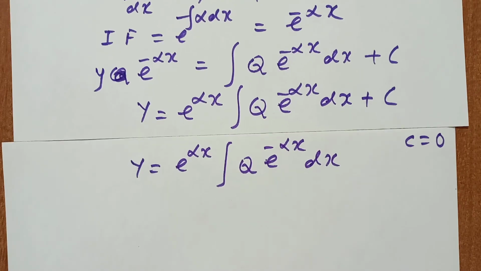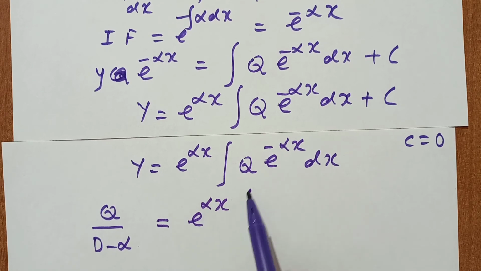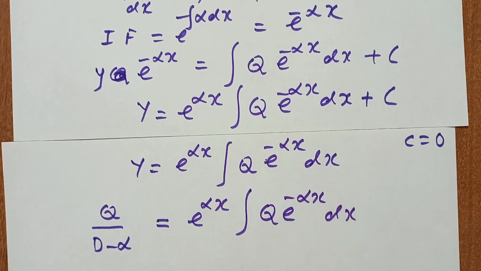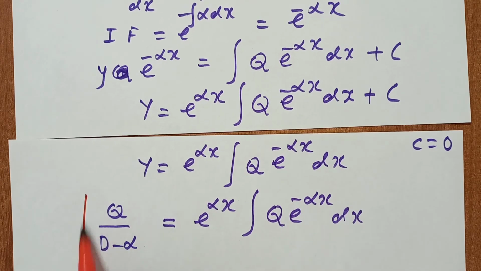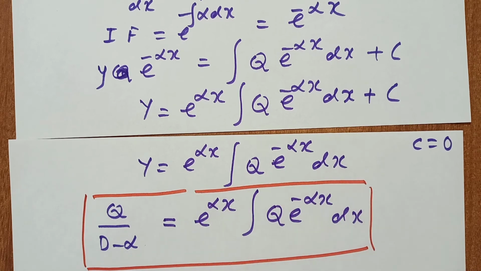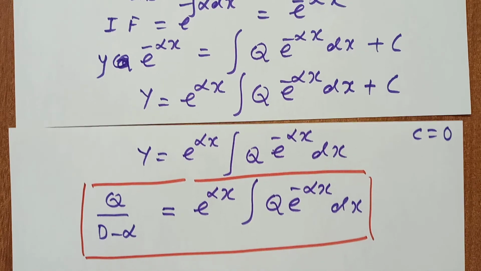Now, the particular integral: what is y? y is Q upon D minus alpha. So you remember this should be e to the power alpha x times the integral of Q e to the power minus alpha x dx. This is important for any question. This is very important. So Q upon D minus alpha is equal to e to the power alpha x times the integral of Q e to the power minus alpha x dx. So this is the formula for the particular integral.